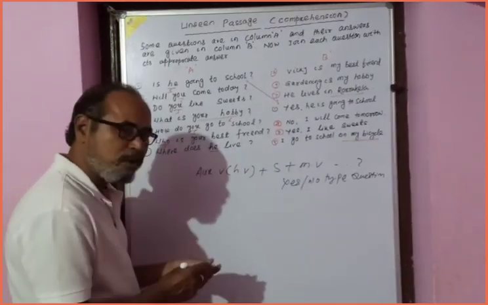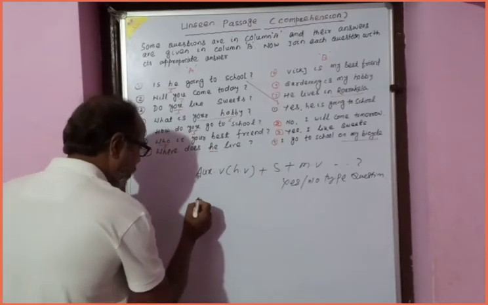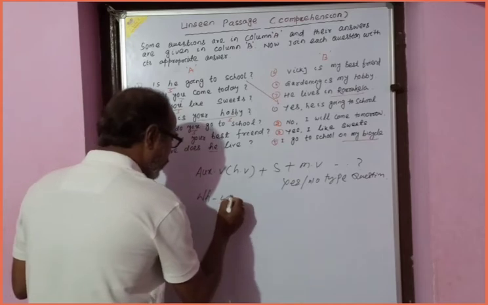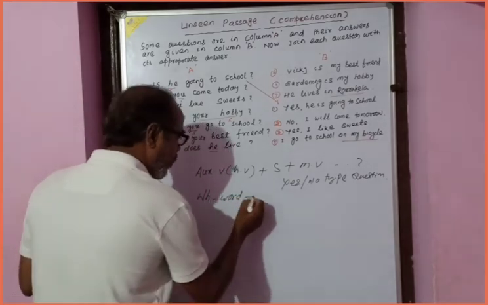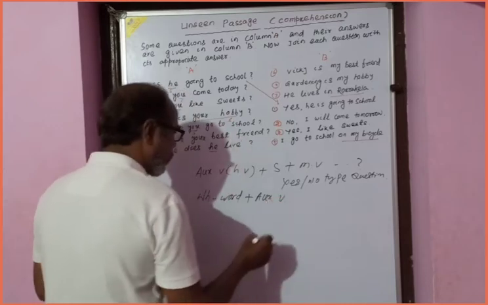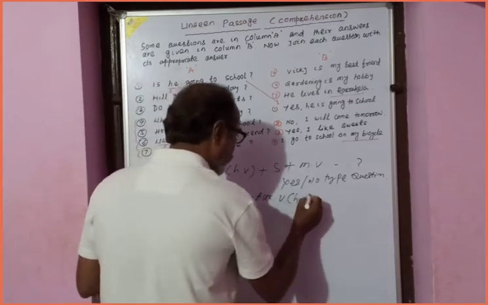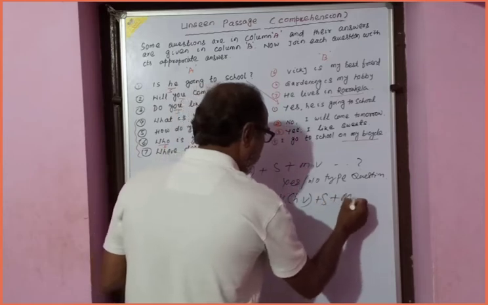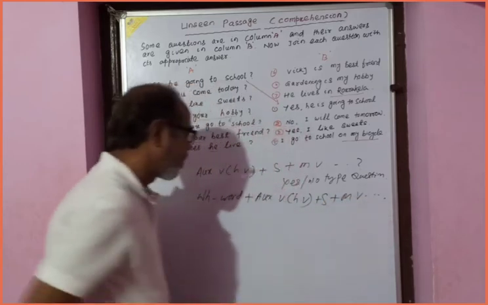But in a WH type question, we can write first who, what, plus auxiliary verb. Or we can write helping verb plus subject plus main verb.